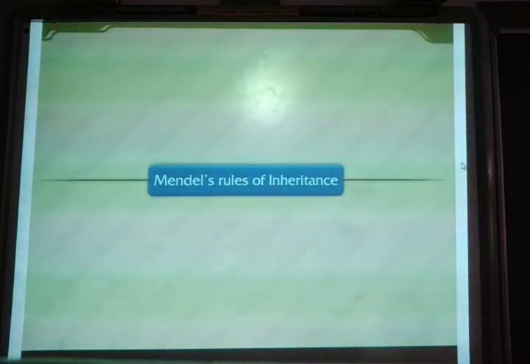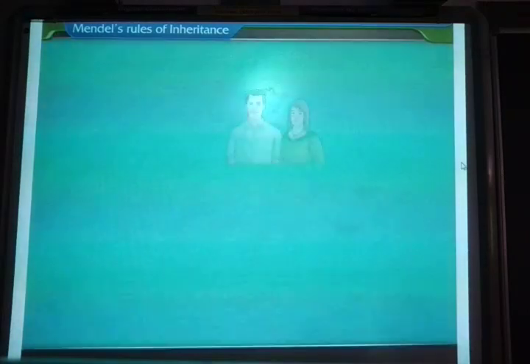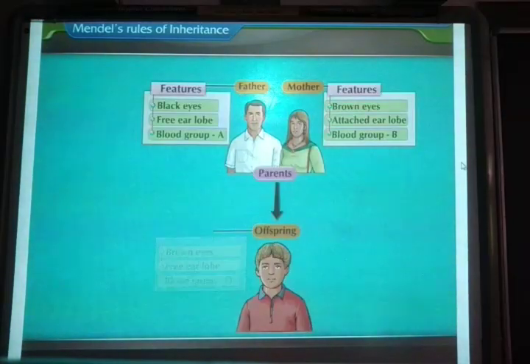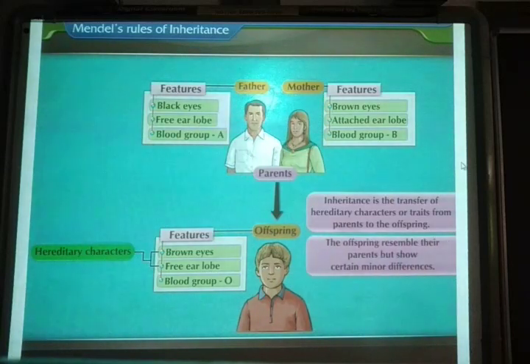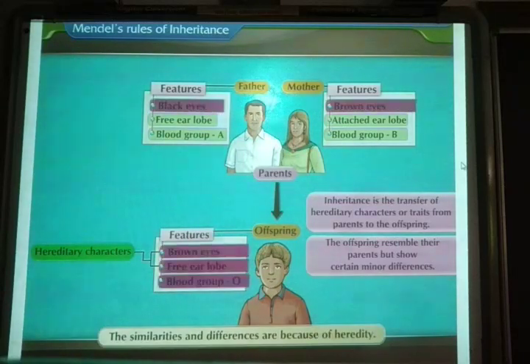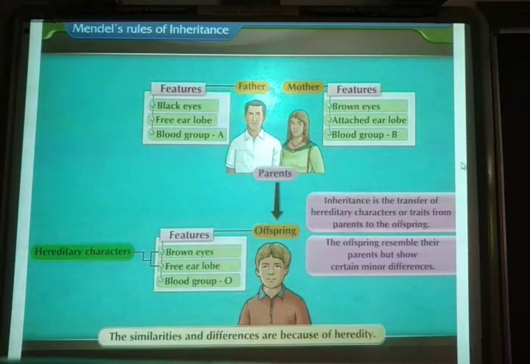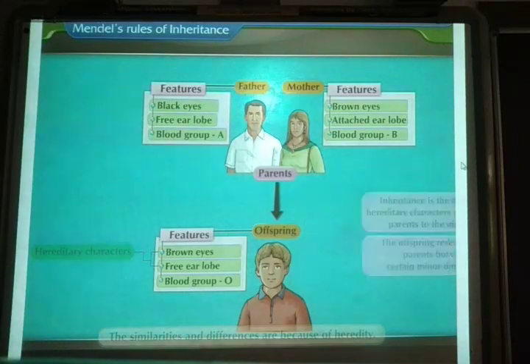Mendel's rules of inheritance. Inheritance is the transfer of hereditary characters or traits from parents to the offspring. The offspring resemble their parents but show certain minor differences. These similarities and differences are because of heredity.